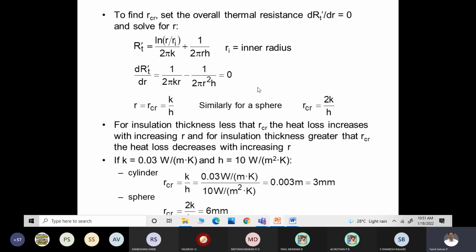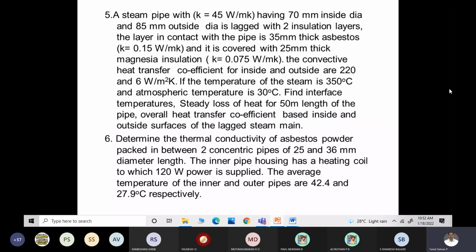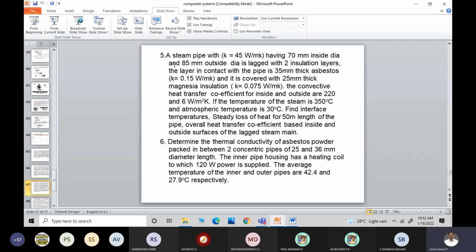You can see here, for a cylinder, if you have a k value of 0.03 and an h value of 10, then the critical radius is 3 mm. But for a sphere, for the same k and h values, it is twice, 6 mm. Now what I ask you to do is try this problem. As I mentioned earlier, it is a very important problem.